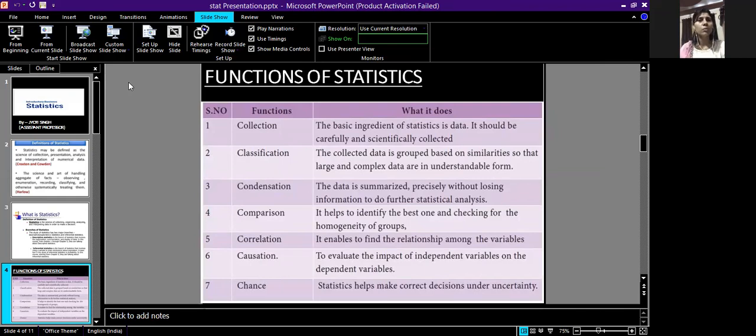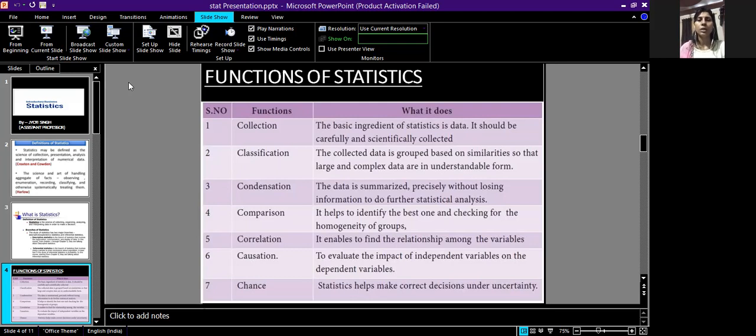And why do we do this process, why is this step needed? Because to make the data understandable, it has to be converted from complex to simpler form. That can then be understood by anyone who goes through that data. So this is called the classification of data.